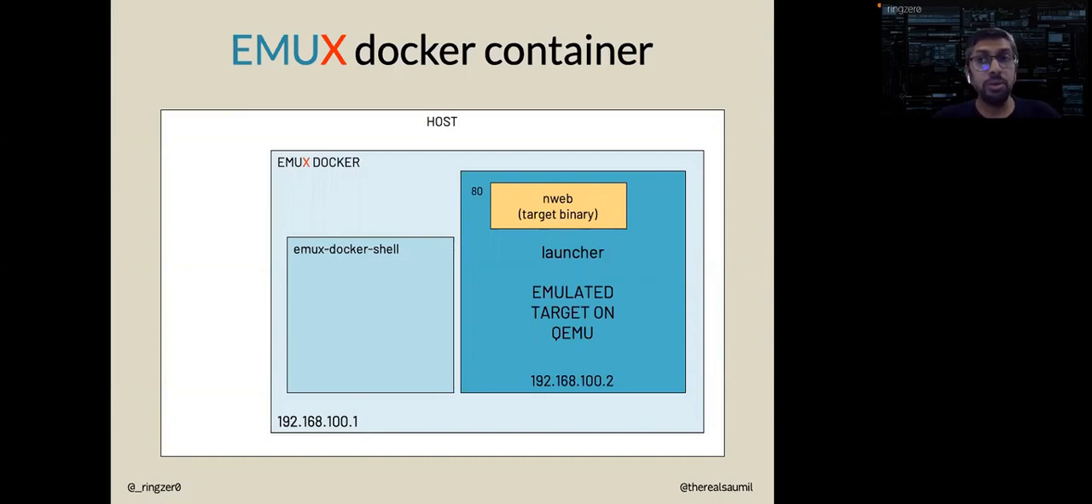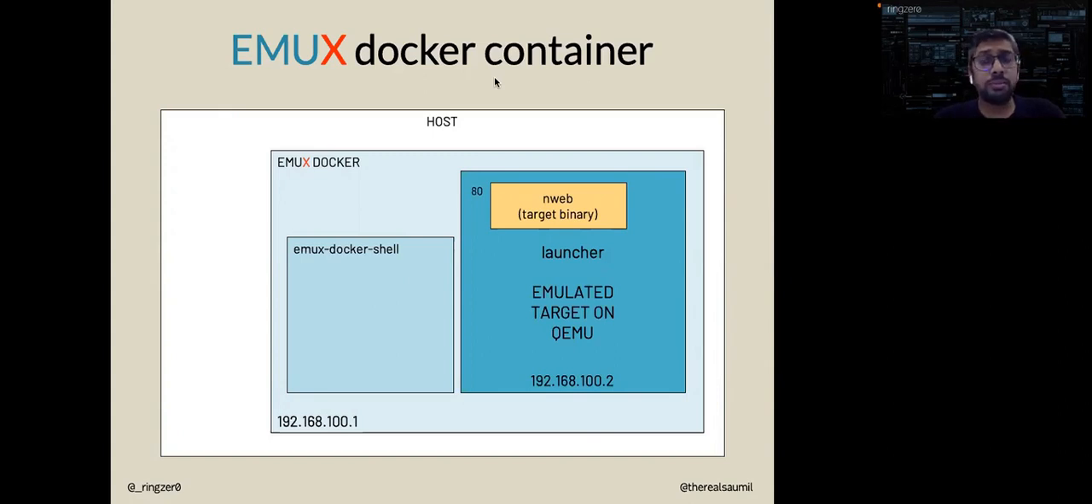And we're going to do all our hands-on work from within the EMUX Docker shells as if we are a remote attacker. And then we're going to attack the target on 192.168.100.2. So that is the overall setup. Now, how does the traffic flow work?